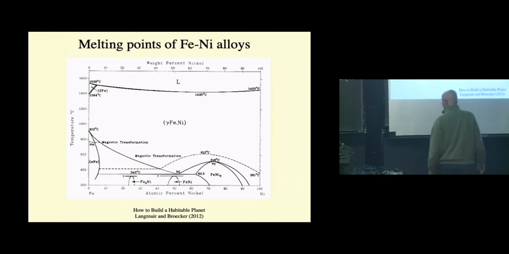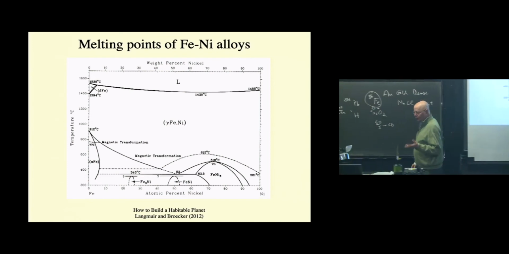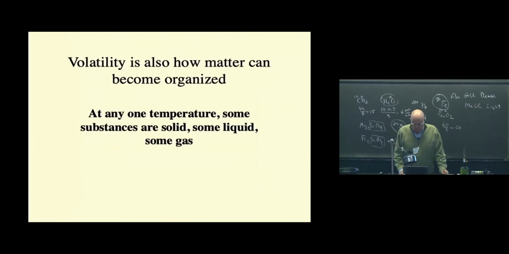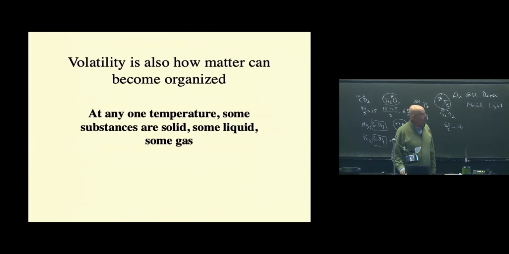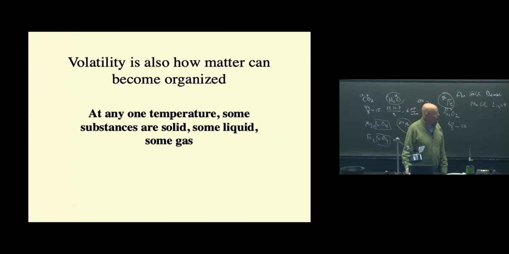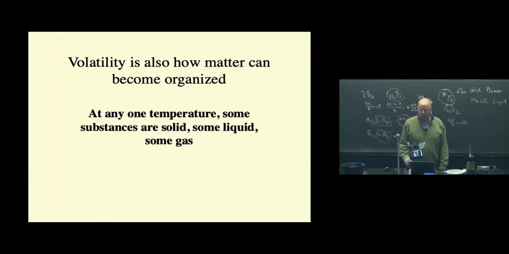So different elements have different melting temperatures, different volatilities. And volatility is also how matter becomes organized. And we're going to see that this simple demonstration that we just looked at is going to be important for the origin of the solar system.